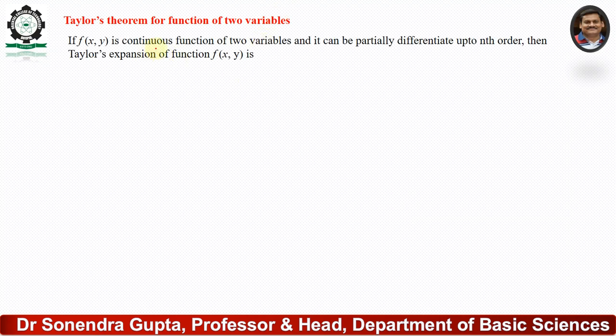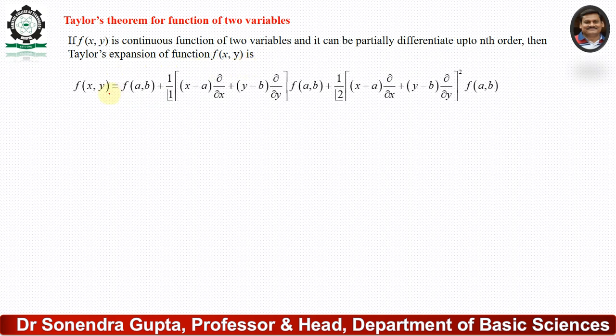If f(x, y) is a continuous function of two variables and it can be partially differentiated up to the nth order, then the Taylor expansion of the function f(x, y) is f(x, y) = f(a, b) + 1/1! [(x - a) ∂/∂x + (y - b) ∂/∂y] f(a, b), then 1/2! [(x - a) ∂/∂x + (y - b) ∂/∂y]² f(a, b), and the third term 1/3! [(x - a) ∂/∂x + (y - b) ∂/∂y]³ f(a, b).